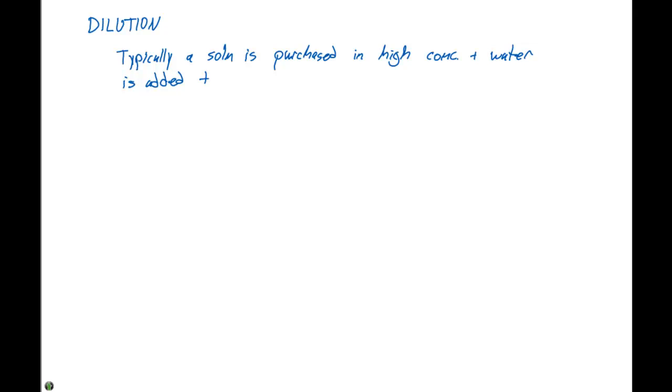Our next video is going to focus on the topic of dilution. And typically, a solution is purchased in high concentrations, and water is added to dilute this solution to a desired concentration.